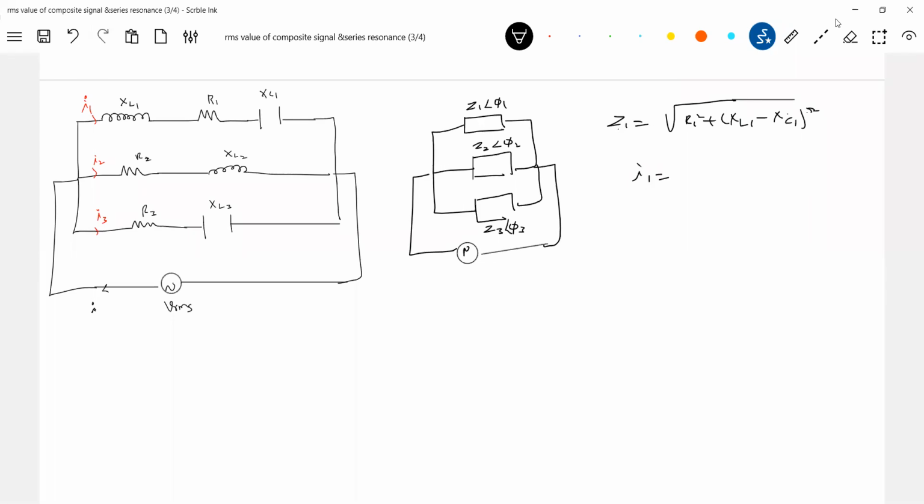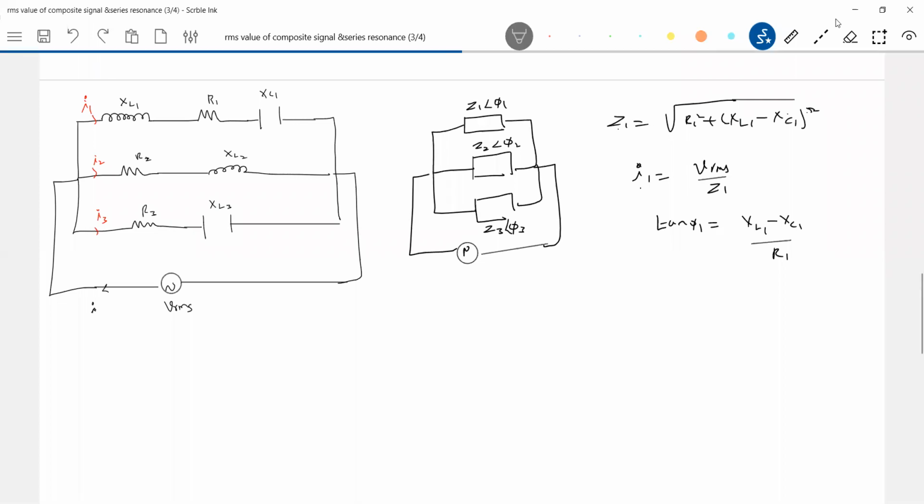Then what is I1? I1 will be VRMS by Z1. I'll get current I1. This current I1 will have some phase angle because VRMS will be there. So it will have some phase angle. How to calculate that phase angle? Tan phi 1 is equal to XL1 minus XC1 by R1. Will I agree? So therefore, this is only magnitude. So what is actually the current I1? I1 should be a magnitude VRMS by Z1 and phase angle phi 1.